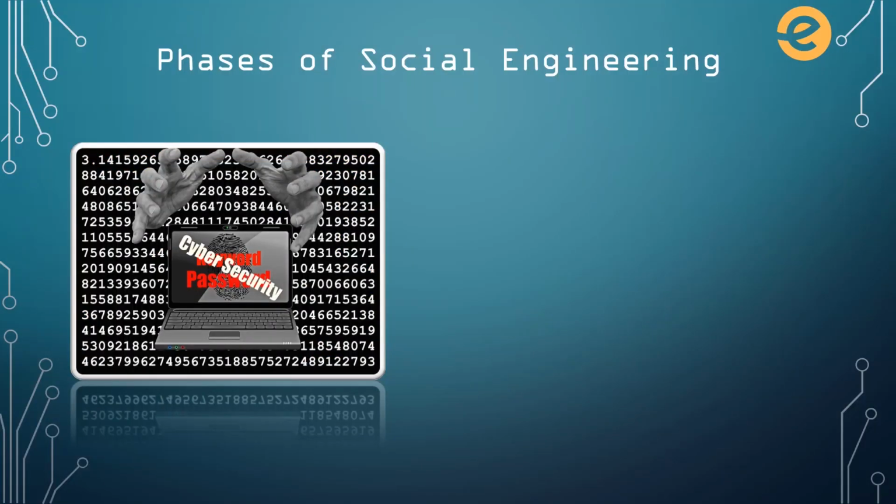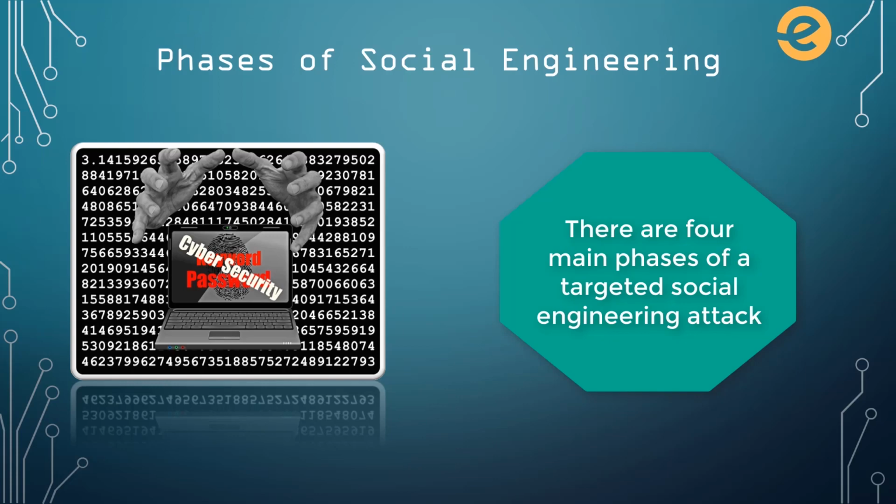Social engineering phases. I should point out that not all social engineering attacks will go through all of these phases. Sometimes social engineering attacks aren't targeted, they just send a bunch of phishing emails to a lot of people. But this video is going to cover the phases of a targeted and focused social engineering attack. There are 4 main phases of targeted social engineering attacks, so we'll look at each one of them.